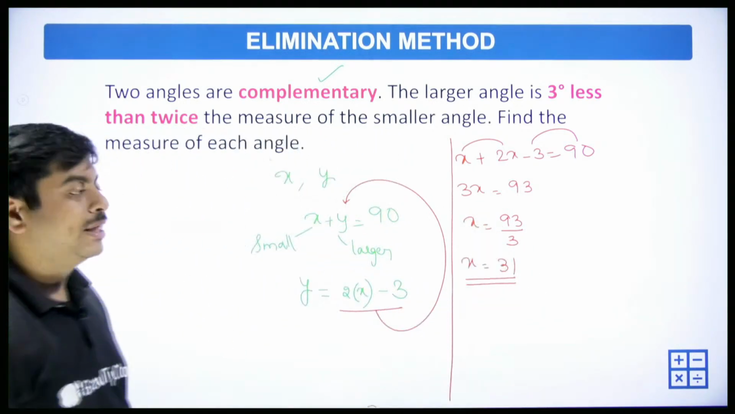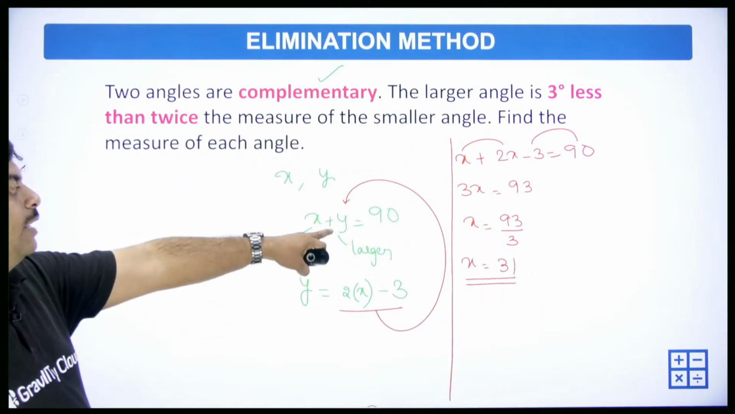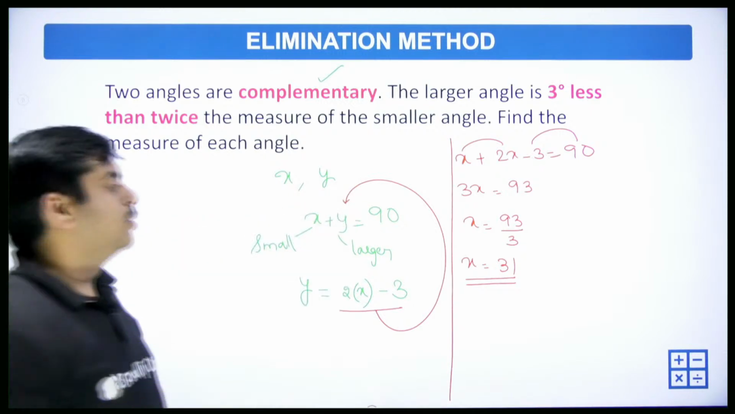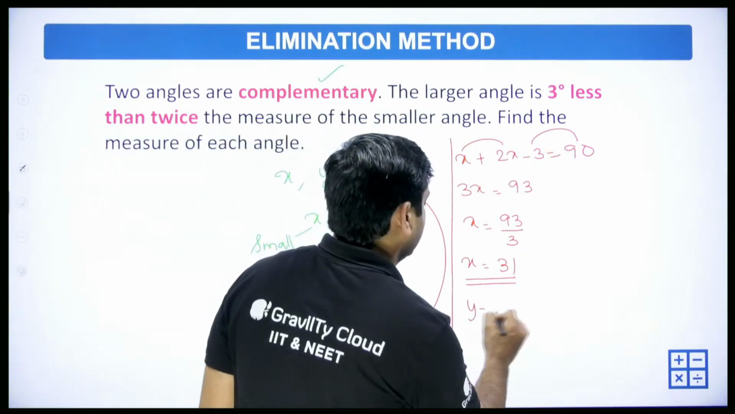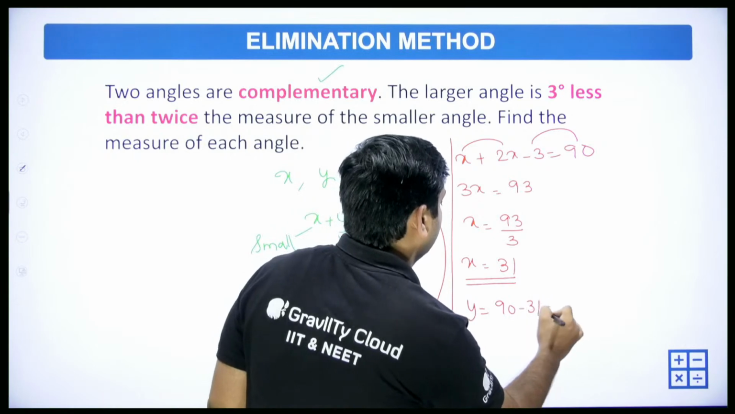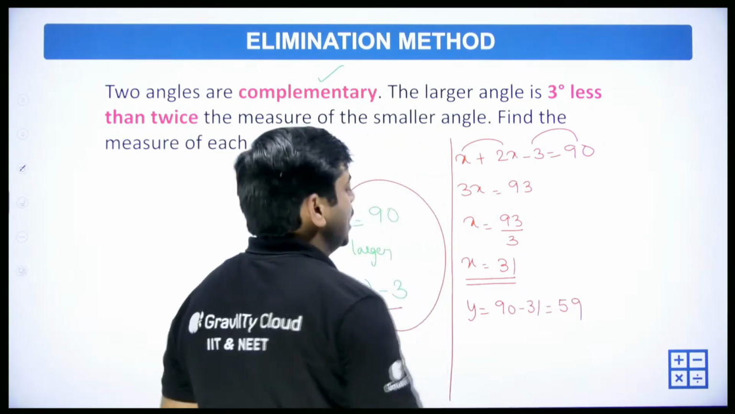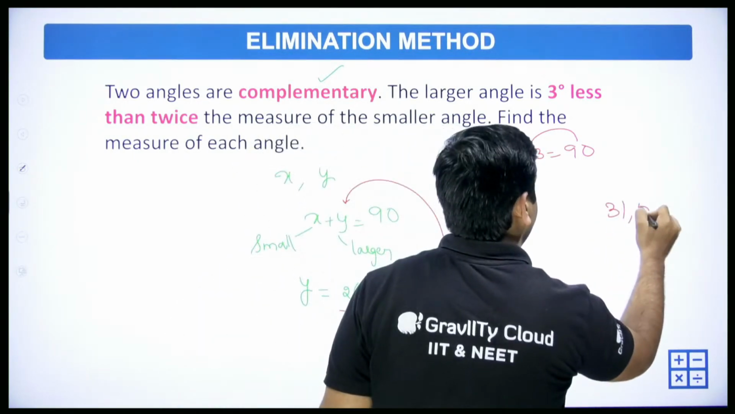X is equal to 31. So what is the smaller angle? What is y? The sum should be 90. So y will be 90 minus 31, that will give you 59, if I am not wrong. So the angles are 31 and 59.